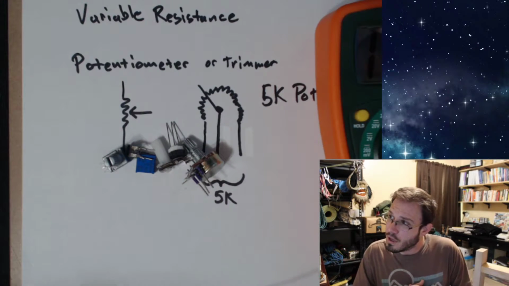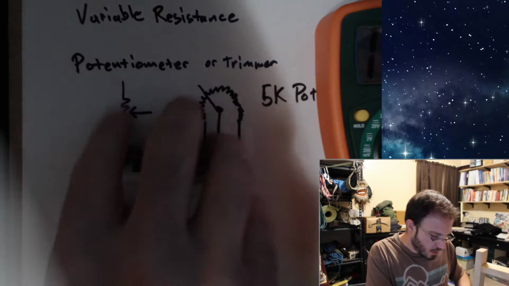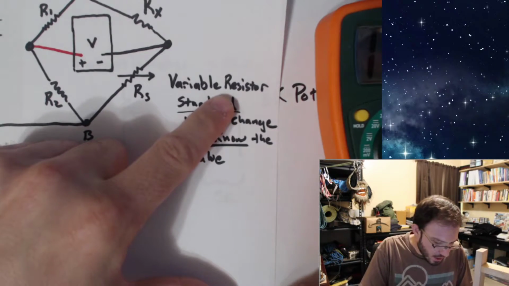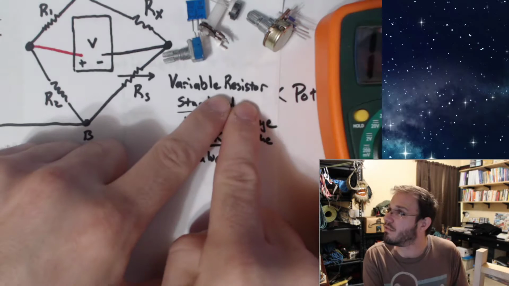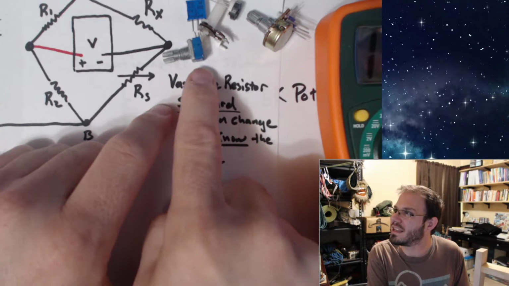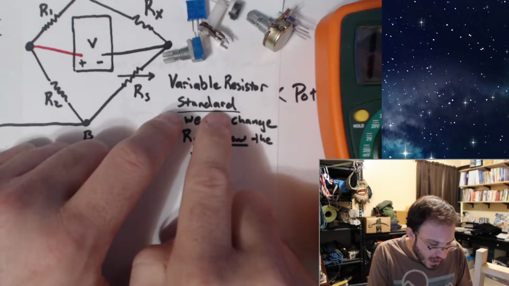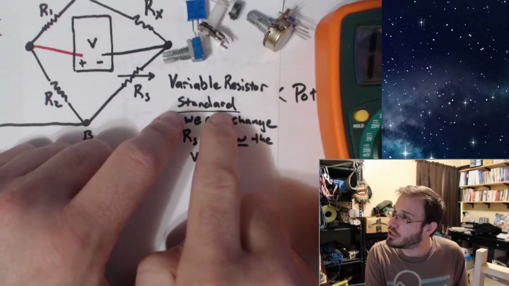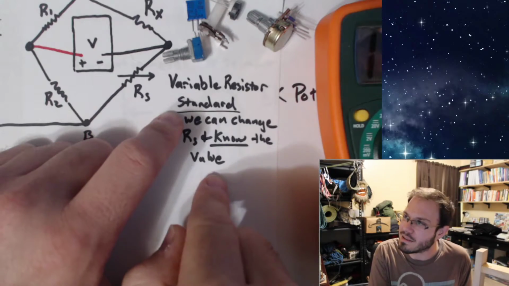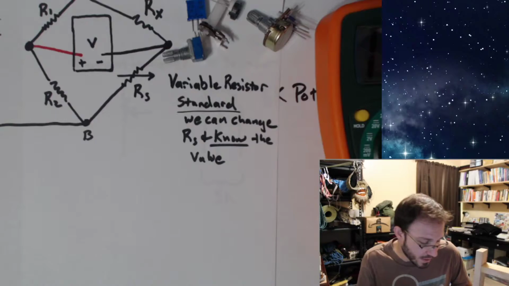Let me say what I said before, variable resistor. All of these fit that bill of being a variable resistor, but I cannot know what the value is unless I take it out and measure it. Okay, but if I have a variable resistance standard, I should be able to change the resistance and know what that resistance is without having to take it out of my circuit and measure it.